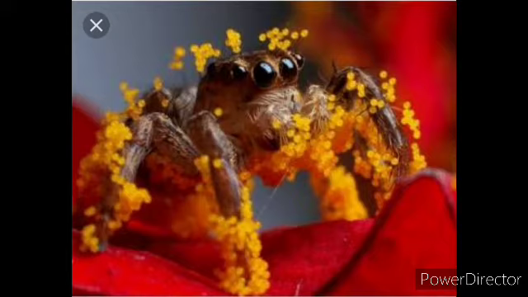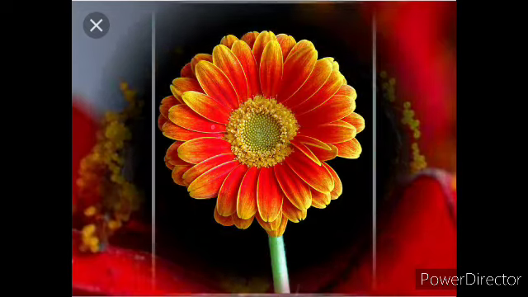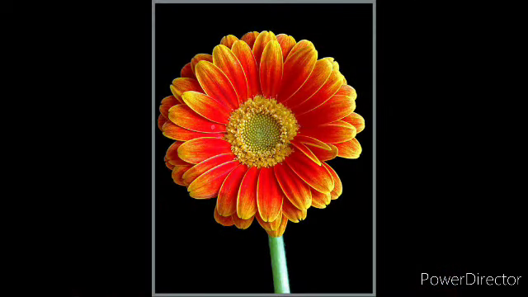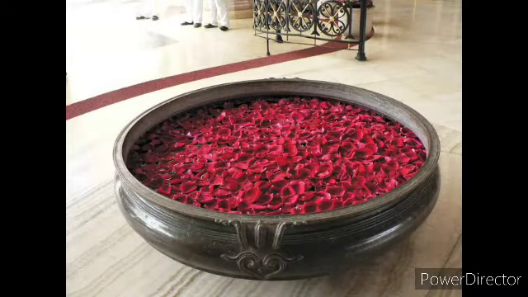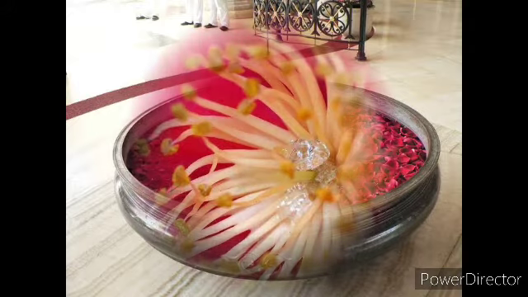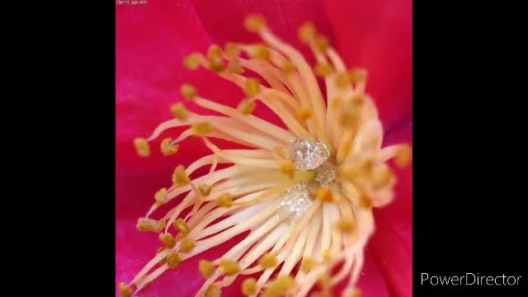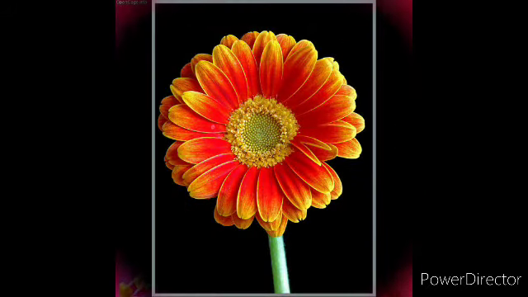Characteristics of insect pollinated flowers. These flowers should be large with colored petals to attract insects, and they should be scented. They must contain nectar, which serves as food for the insects. And the plant produces a large amount of sticky pollen grains. Examples of insect pollinated flowers are marigold, dahlia, and salvia.